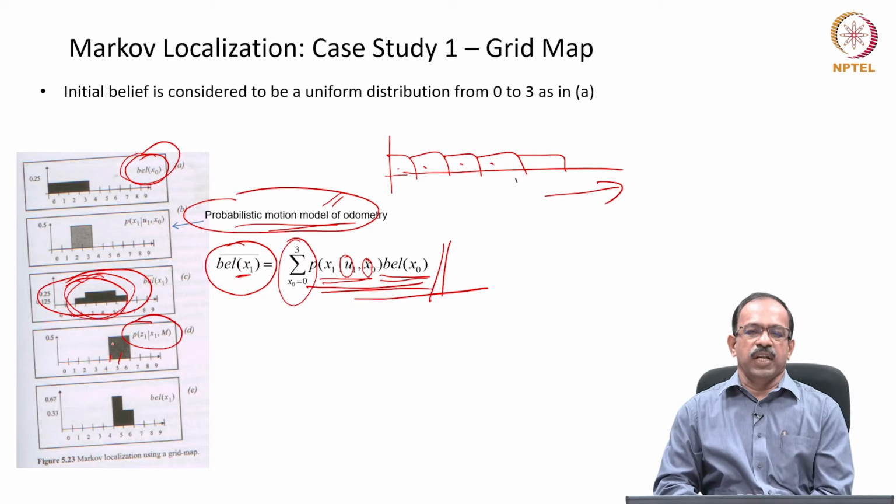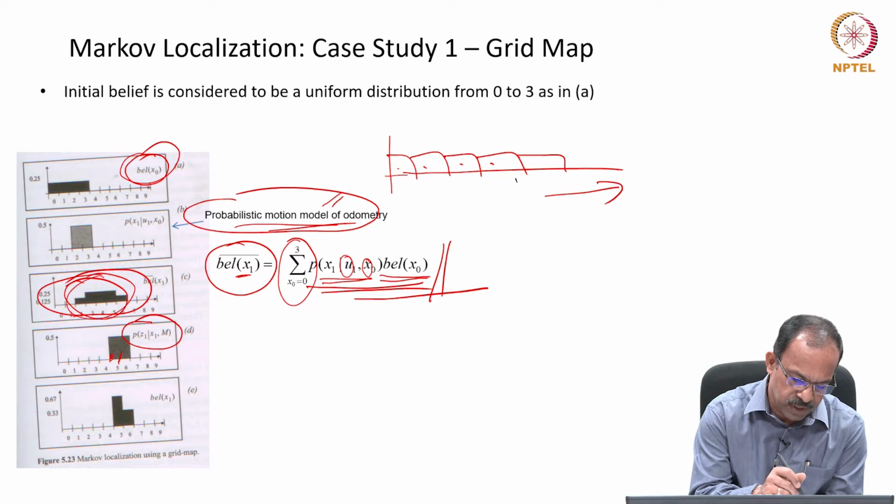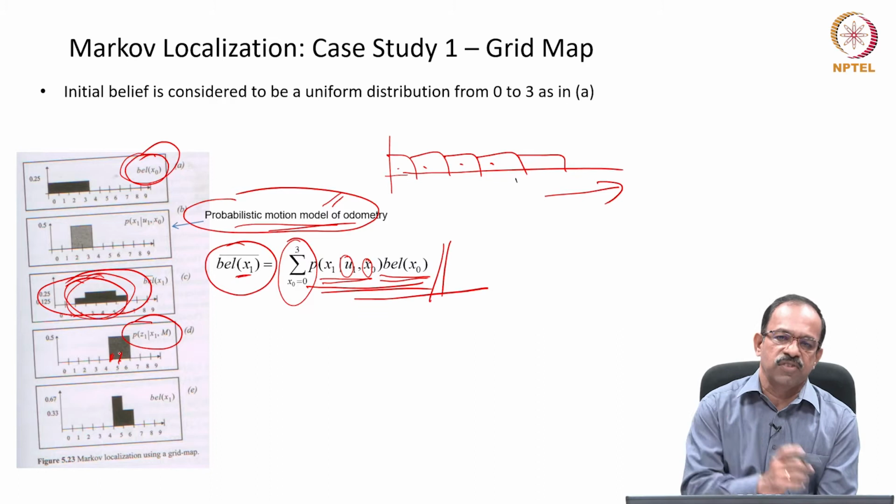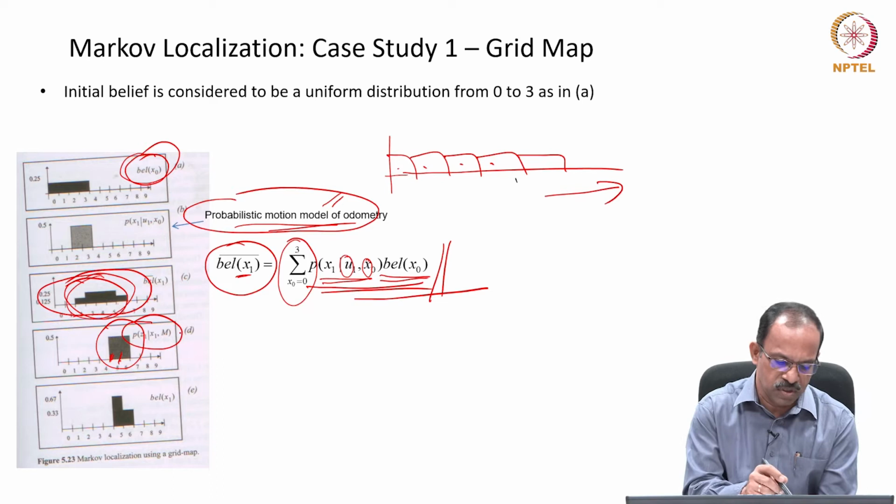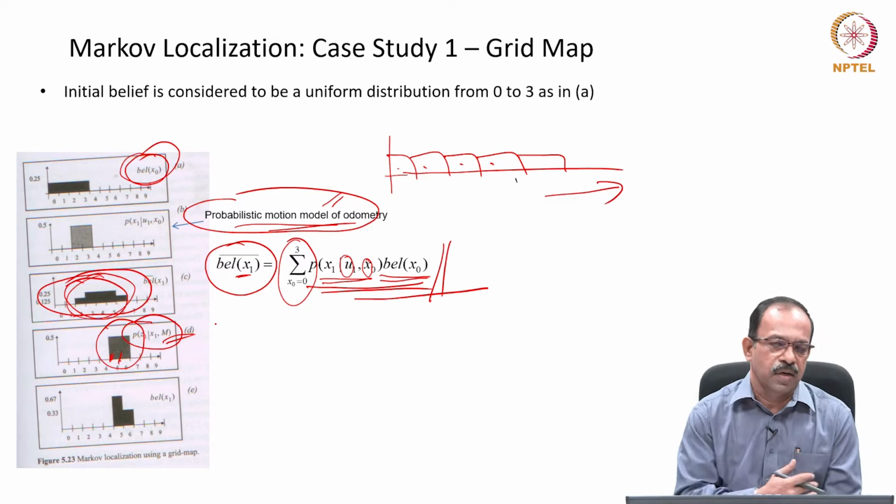It says that it could be in the 5th grid or the 6th grid based on the information. So, there is an uncertainty in the sensor measurement also, but still it says that okay, this is the equal probability that you have. So, this is your sensor data or the map information collected from the sensors.